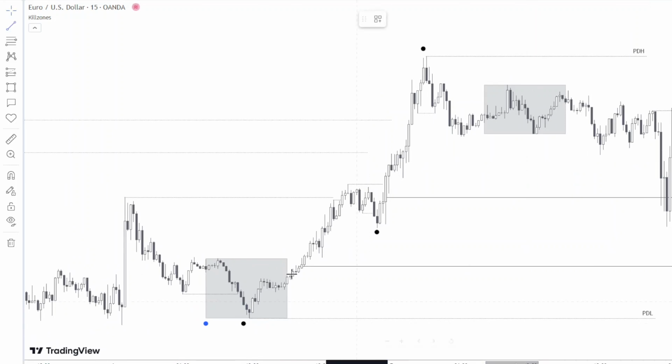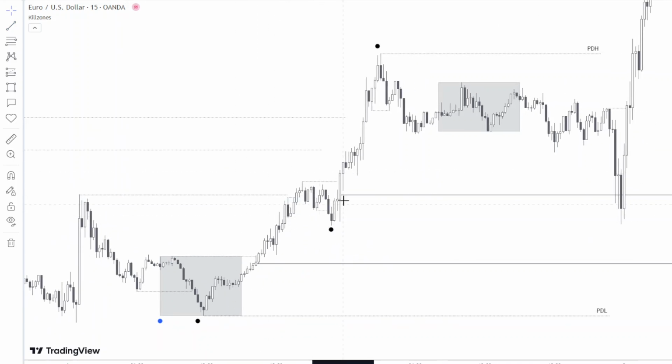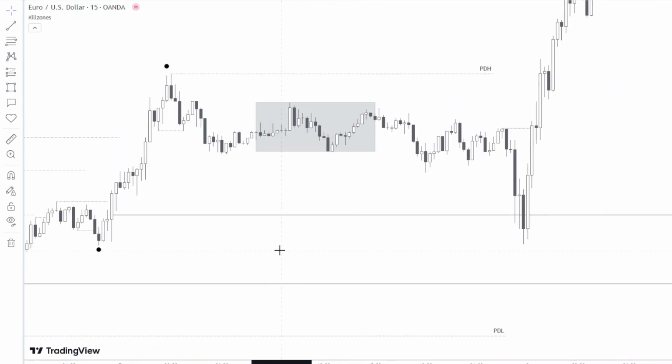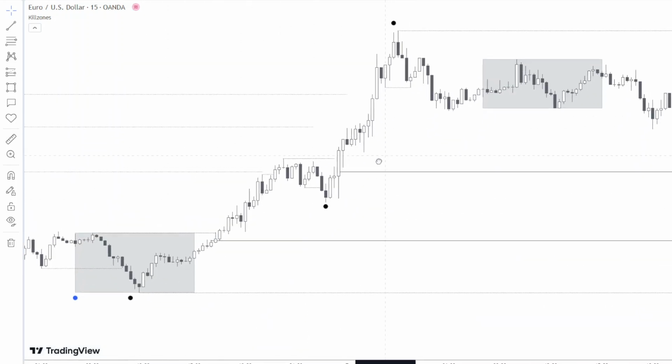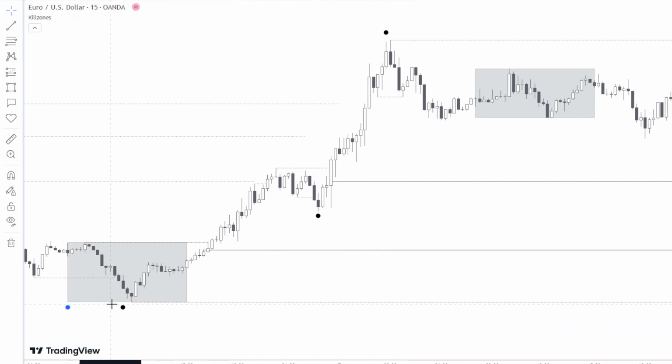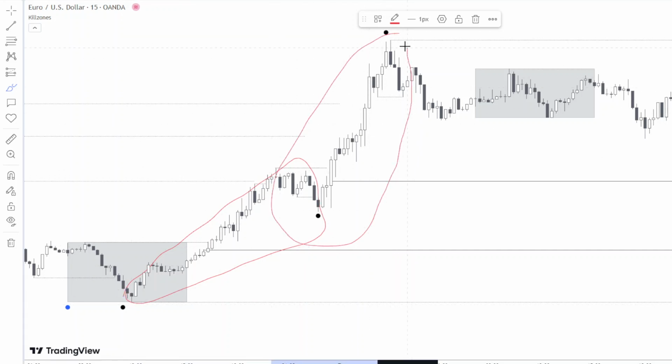As you can see, it created a QM here, and broke a major structure here, and then it created a QM right here while it was going up. So this is a leg that is a shared leg with the H1 and M15. So we have two legs here. We have this leg, and we have this leg.